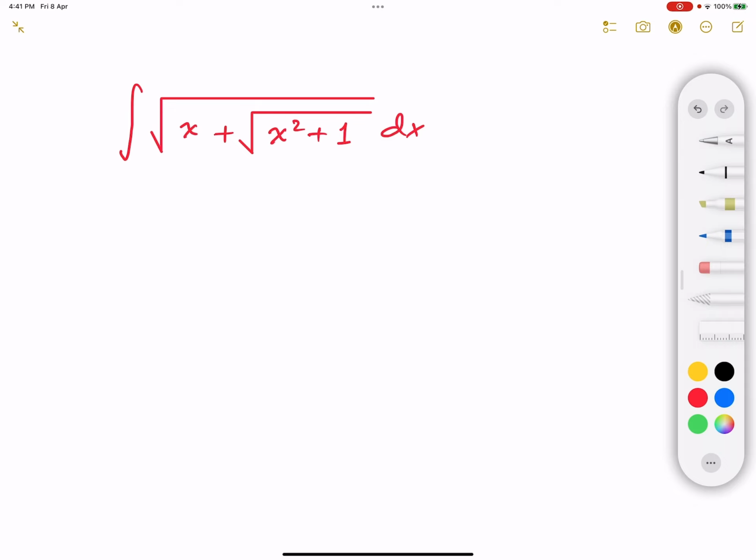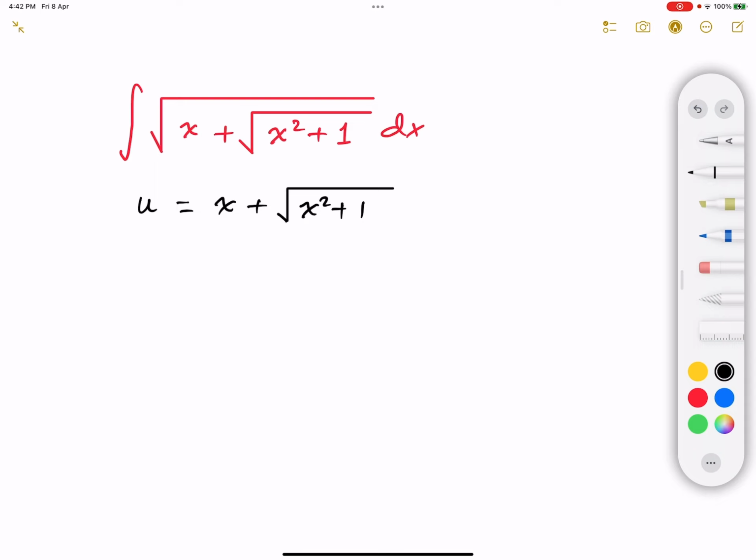I will get rid of the whole thing inside the outer square root, which is x plus the square root of x squared plus 1. I will let all that equal u. So that's what we're gonna do here. Let u equal x plus the square root of x squared plus 1.